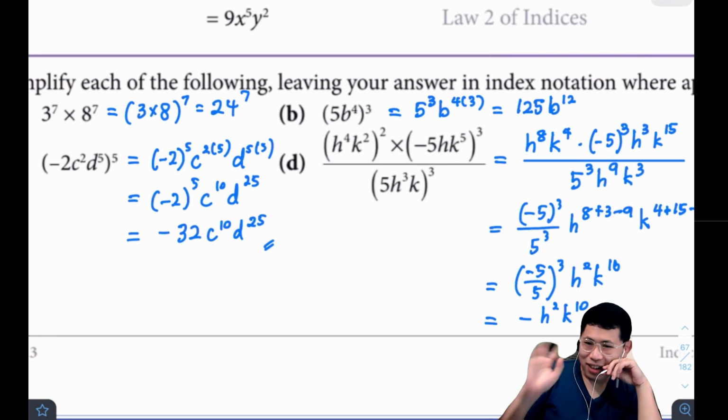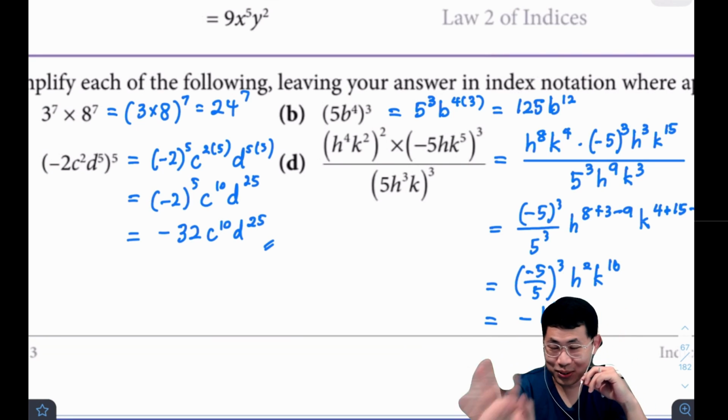Now let's take a look at law 5. Okay, we haven't ended yet, sorry, I'm a bit drowsy, but yes.